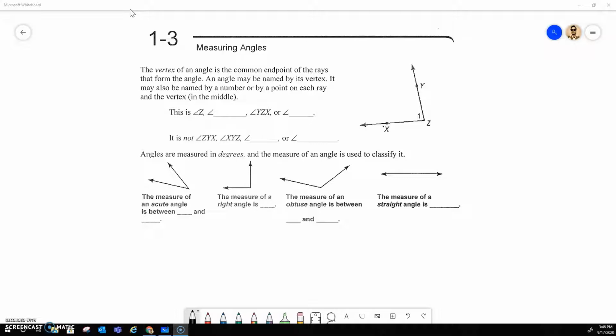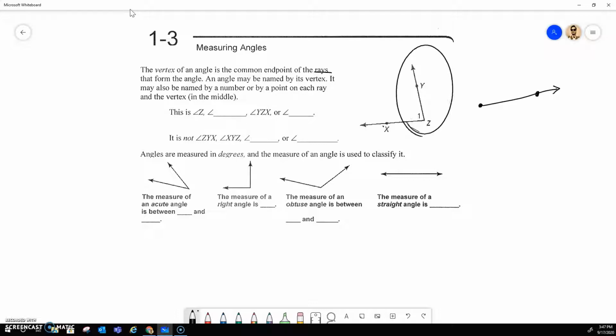The vertex of an angle is the common endpoint of the rays that form the angle. And we know that a ray is just an endpoint and an arrow going in an undefined, infinite direction. But it is terminal at the endpoint, meaning it ends at the endpoint. And usually we want another point that the ray goes through so that we can name this ray.